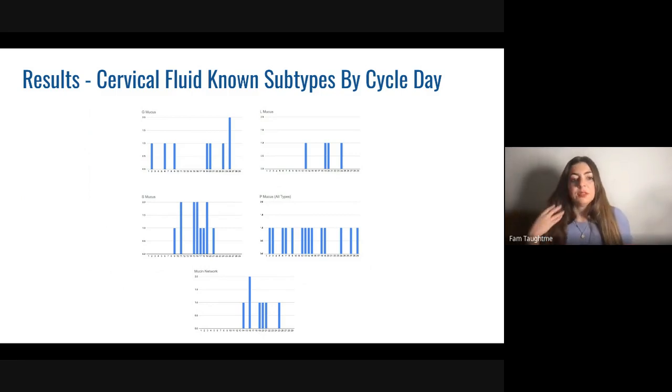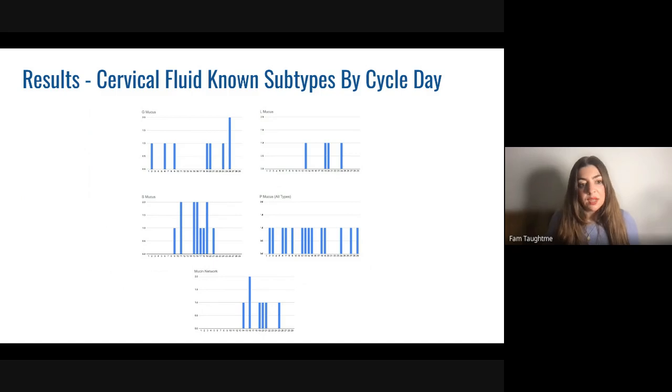So if you're just browsing on this, you can see the 4 major subtypes, G, L, S, and P, and when I saw them. So for the G mucus, very interestingly, I didn't see it during the fertile window, just like the literature says. Whereas the other types I saw more towards the center of the cycle, or all across the cycle in the case of the P mucus. And then the mucin network is at the bottom. That one I saw not for the first half of the cycle, but for the second half.